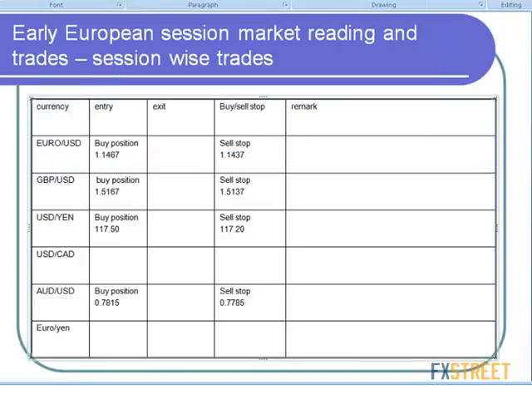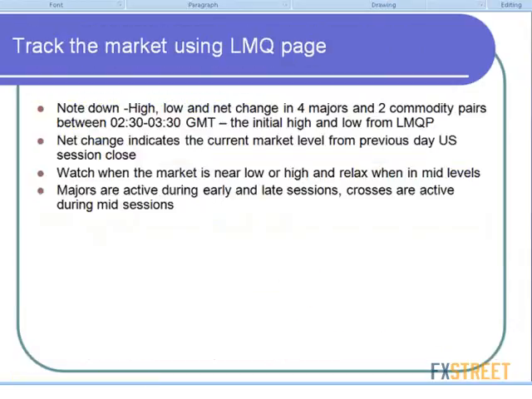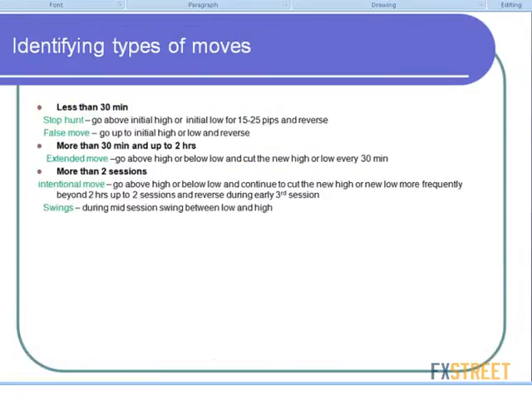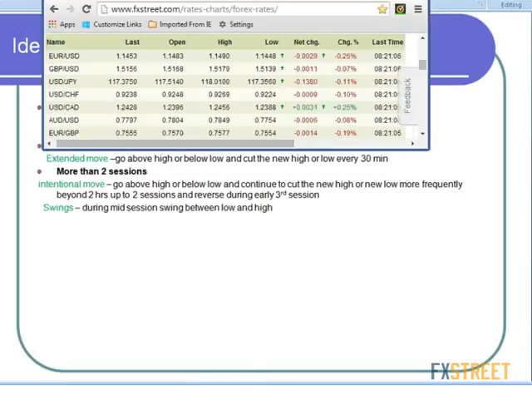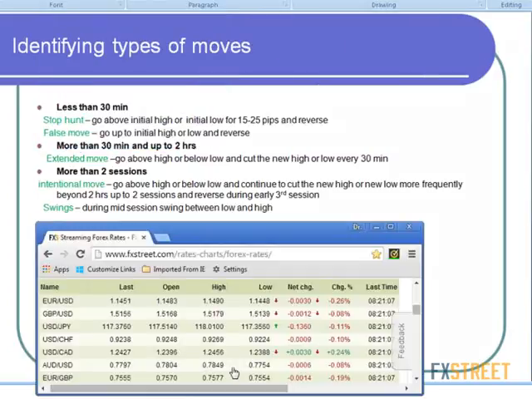Then we'll come to the type of moves. In the live market code page, if you watch, I've given you the session timings in GMT. So you can watch this GMT time, and then subsequently you can find the levels at which the currencies are making swings in the market. And that also you can find out.